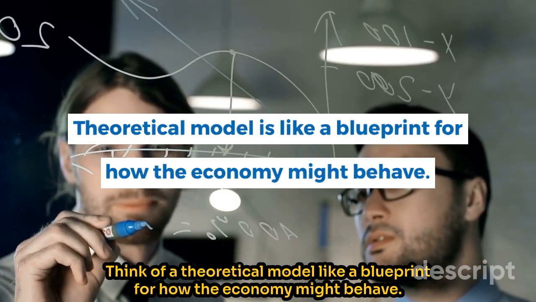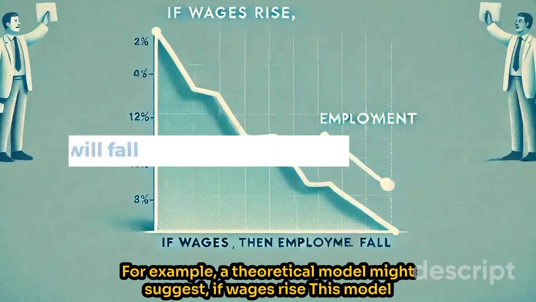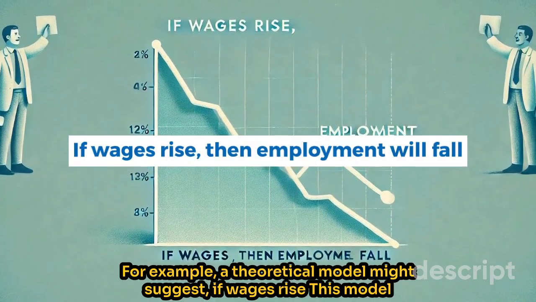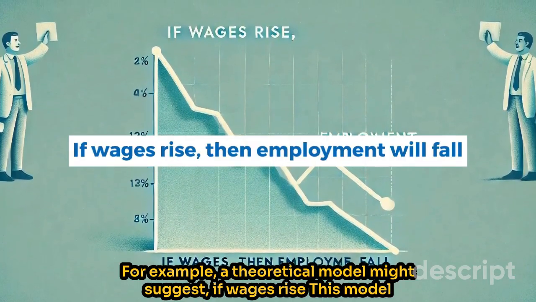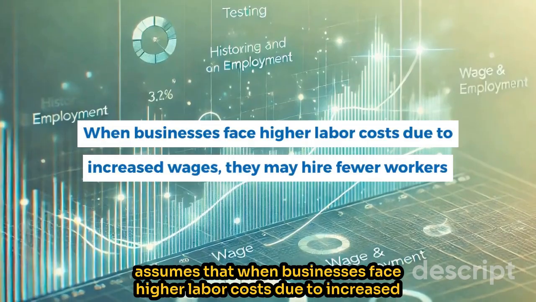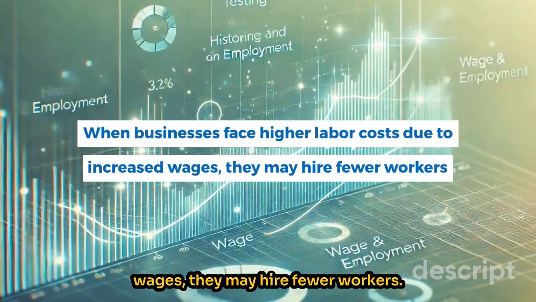Think of a theoretical model like a blueprint for how the economy might behave. For example, a theoretical model might suggest, if wages rise, then employment will fall. This model assumes that when businesses face higher labor costs due to increased wages, they may hire fewer workers.